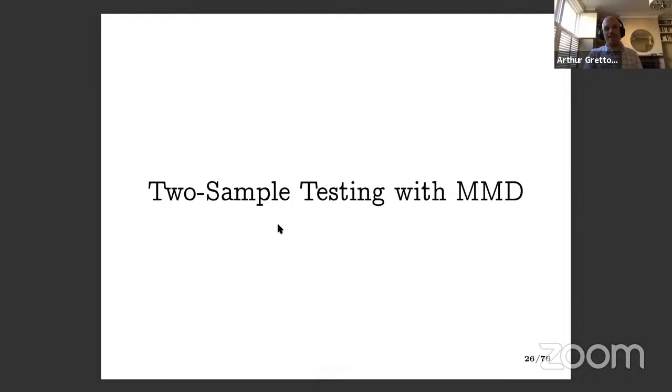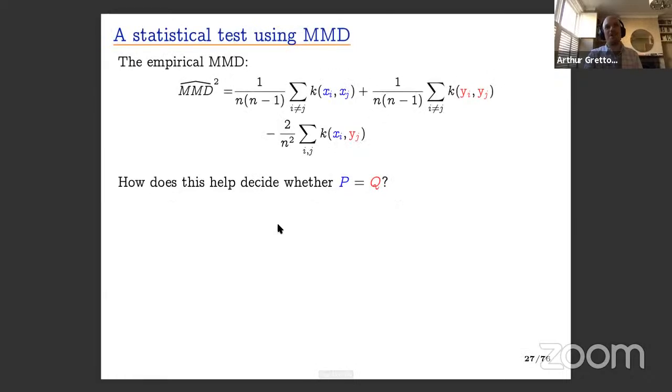So now let's talk about hypothesis testing. We've got our MMD, and we're going to now use the MMD in a hypothesis test. What do I mean when I'm saying hypothesis test? Let's say that I've computed my MMD, which is average similarity of samples from P to P, average similarity of samples from Q to Q, minus average similarity of samples from P to Q. And a question I might ask now is, how does this help decide whether P and Q are from the same distribution?